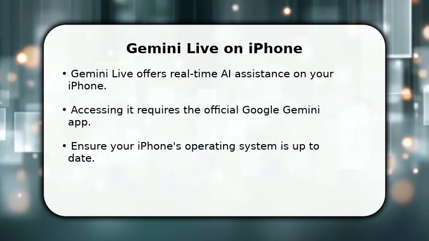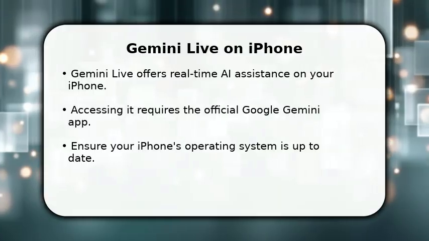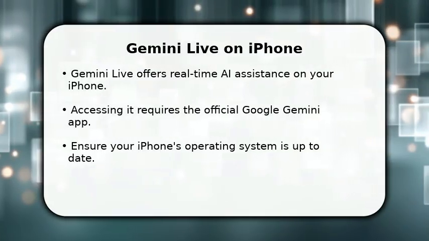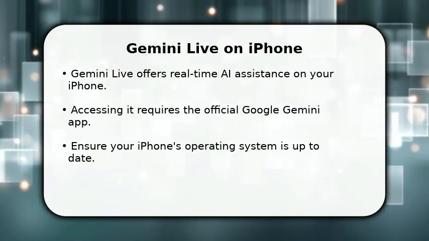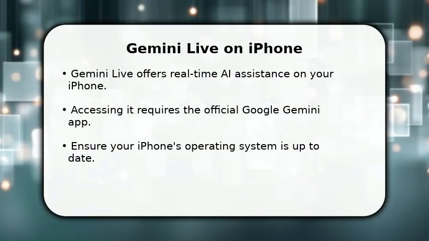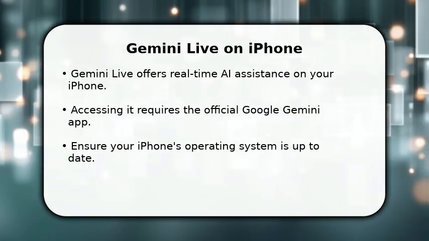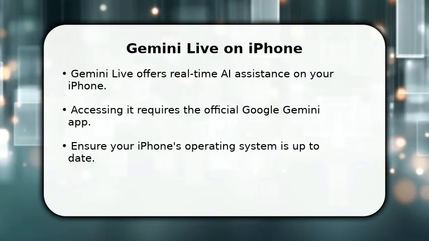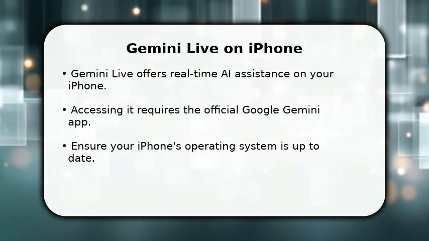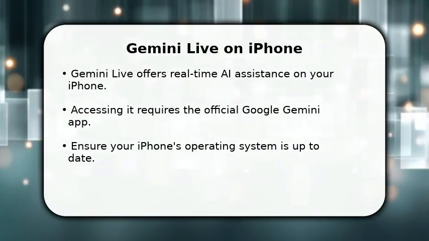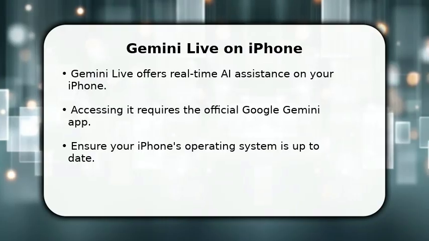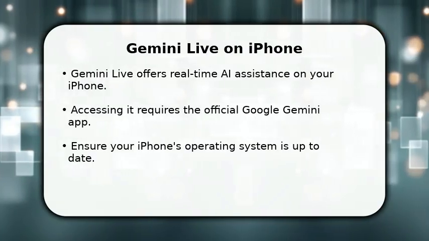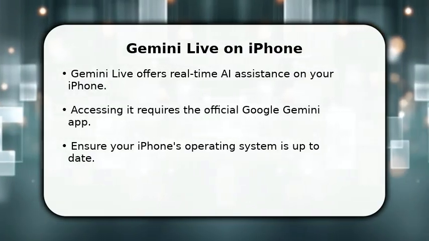In this video, I will explain how to use Gemini Live on iPhone. First, you'll need to download the Google Gemini app from the App Store. Once installed, open the app and sign in with your Google account. This ensures you have access to all the features, including the live conversational mode. Make sure your iPhone software is updated for optimal performance and compatibility with the latest app version. This setup is crucial for a smooth experience.